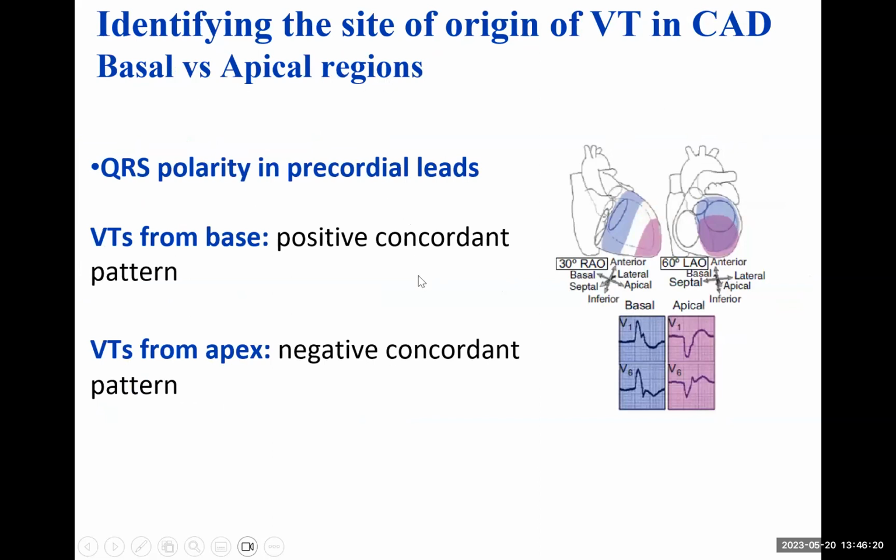Basal versus apical regions, we look to V1 to V6. In the basal area, activation is going this direction, so you would expect V1 to V6 to be positive. If it is from the apex, it's moving away from these electrodes, so typically they are negative precordially. So positive concordance, basal area; negative concordance, the apical source of the tachycardia.